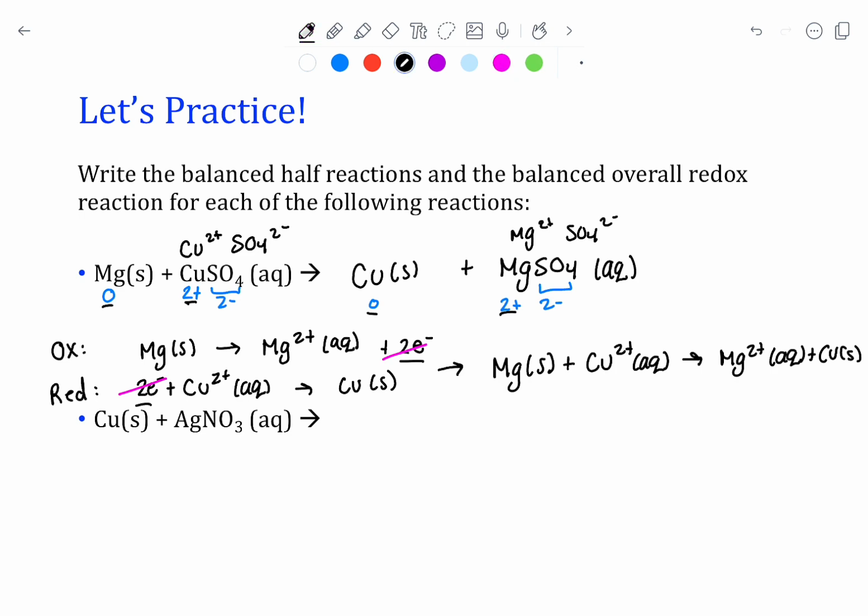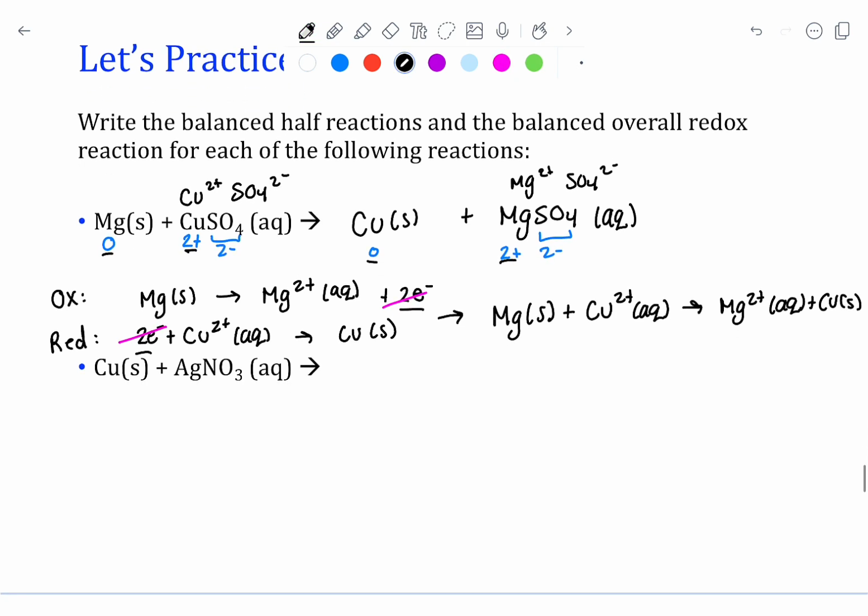Okay, let's do the next one. For this one, I am going to have to tell you what the products are because copper can have variable charge. So let's say copper turns into copper 2+, so we get Cu(NO3)2 plus silver solid.